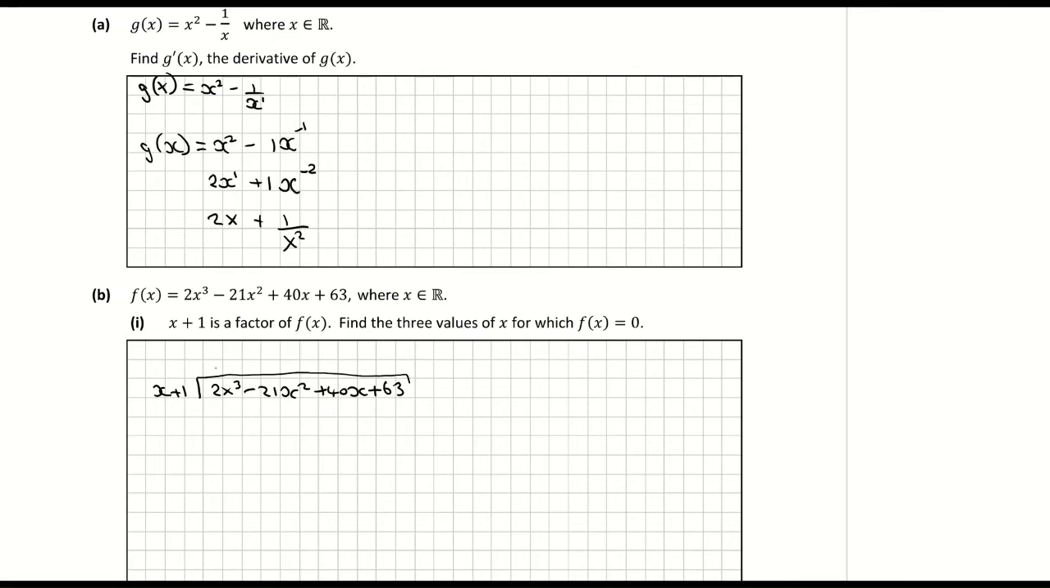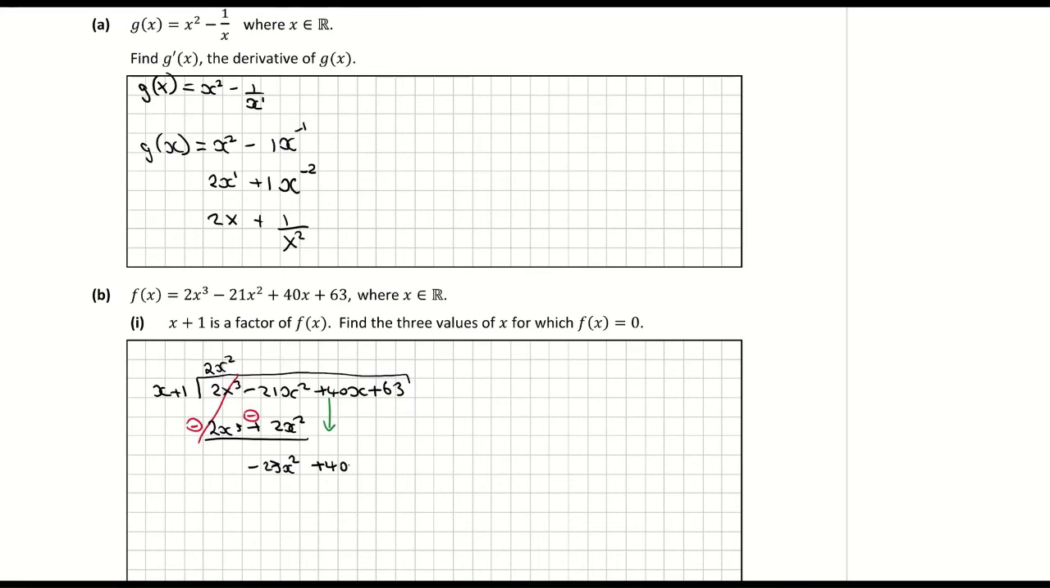x into 2x cubed becomes 2x squared. Multiply that back down, gives me 2x cubed plus 2x squared. I'm multiplying across by negative 1, or changing the signs here. So 2x cubed minus 2x cubed will cancel, and minus 21x squared minus 2x squared will give me negative 23x squared. I'm then bringing down my 40x, so that's a positive 40x, and I go again.